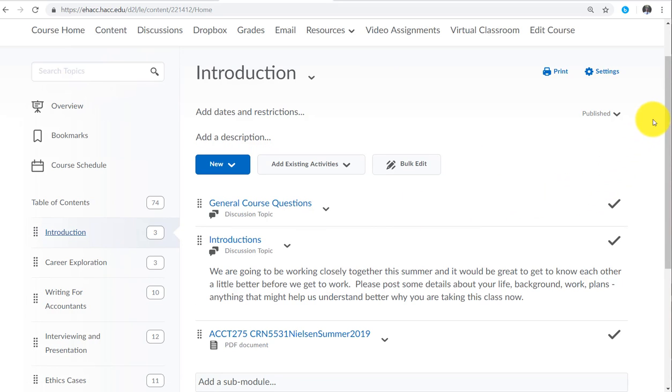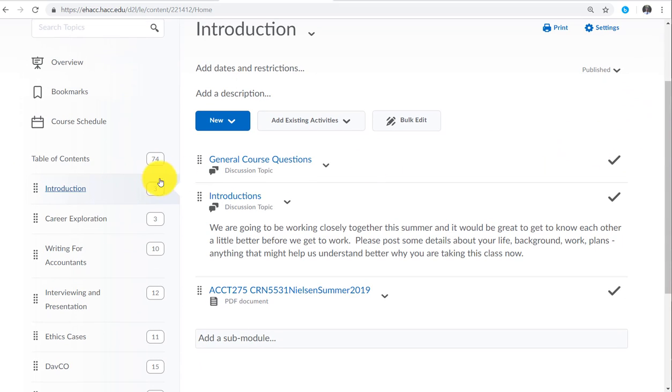So in our introduction module, there is a discussion topic for general course questions. I'd like you to introduce yourselves on this discussion topic or discussion board. And we have our syllabus, which does lay out all of the approximate due dates of our assignments and the different assignments we're going to be working on in a schedule, as well as our course policies and how we're going to operate this semester.